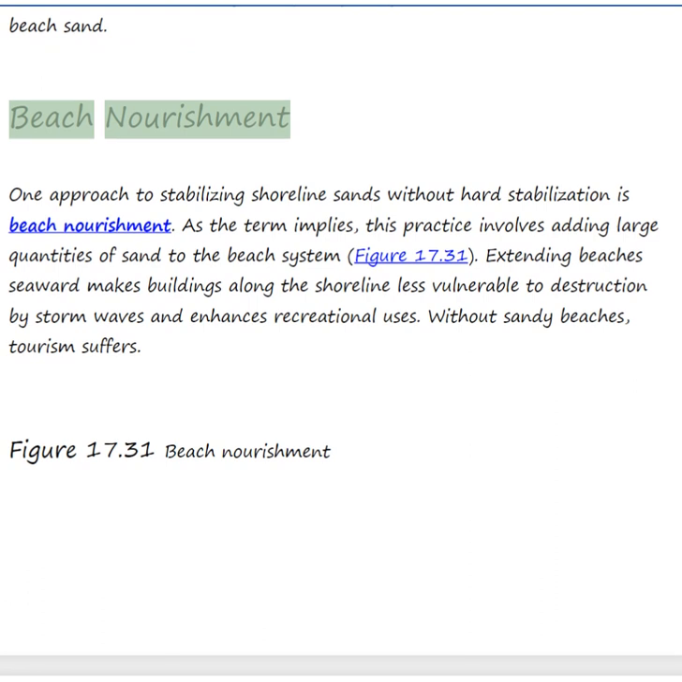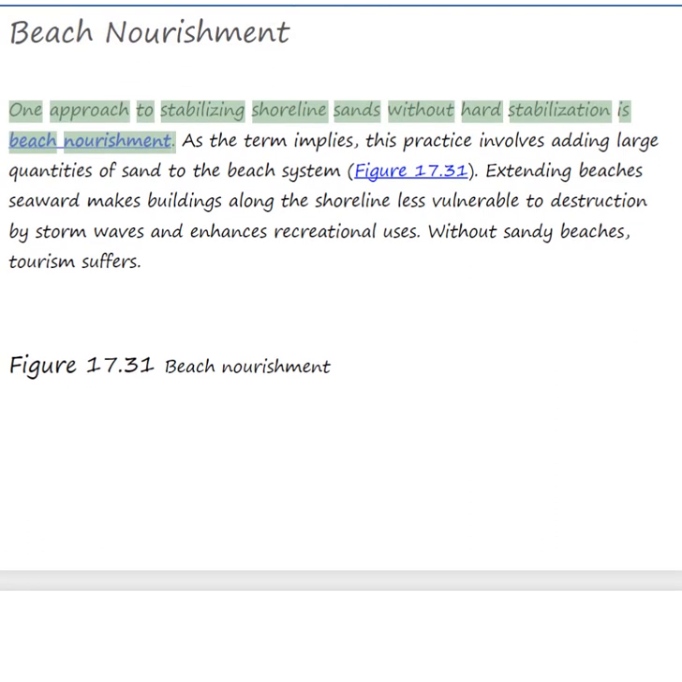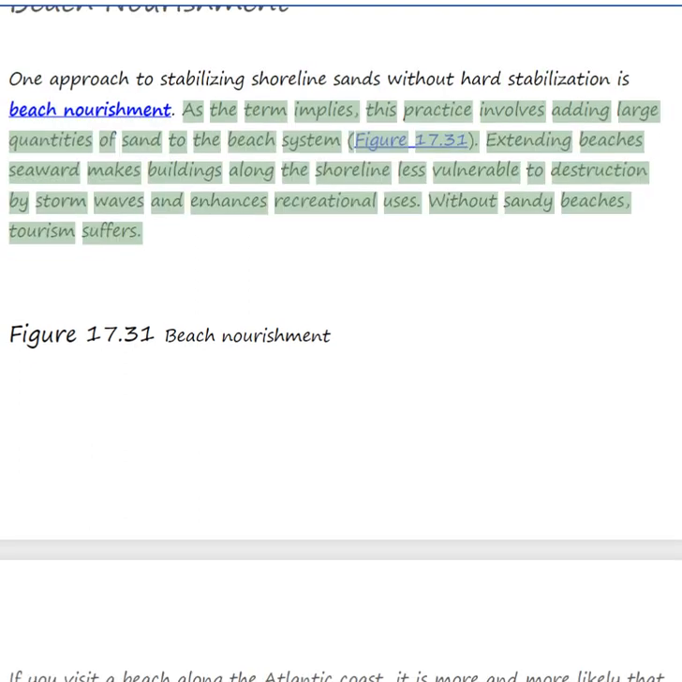Beach nourishment. One approach to stabilizing shoreline sands without hard stabilization is beach nourishment. As the term implies, this practice involves adding large quantities of sand to the beach system. Extending beaches seaward makes buildings along the shoreline less vulnerable to destruction by storm waves and enhances recreational uses. Without sandy beaches, tourism suffers.